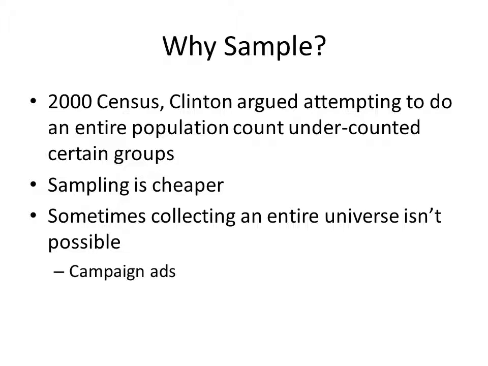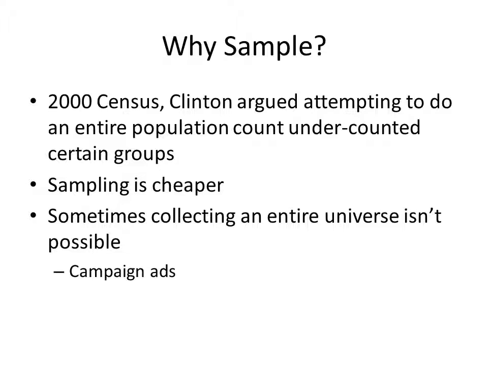The second argument is that sampling is cheaper, and this is the big argument, right? I could try and survey all 300 and something million Americans, or I could sample 1,500 Americans and get a reasonably close estimate of the entire population mean. It's much, much cheaper and much, much easier to sample. And the last point here, sometimes collecting the entire universe, the entire population, isn't possible.